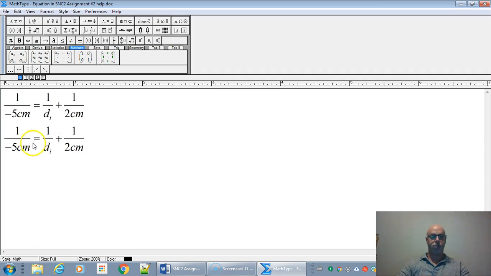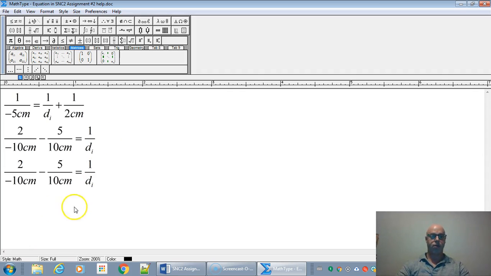So I'm going to bring the 2 centimeters over to the other side. So we're going to have 1 over 2 centimeters on this side over here. Okay. Now, what's the common denominator for 5 and 2? It's 10. So that's going to be 2 tenths. And that is going to be 5 tenths. Okay. So we're going to get negative 2 tenths, subtract 5 tenths. That's going to be negative 7 tenths altogether. So we have negative 7 tenths.